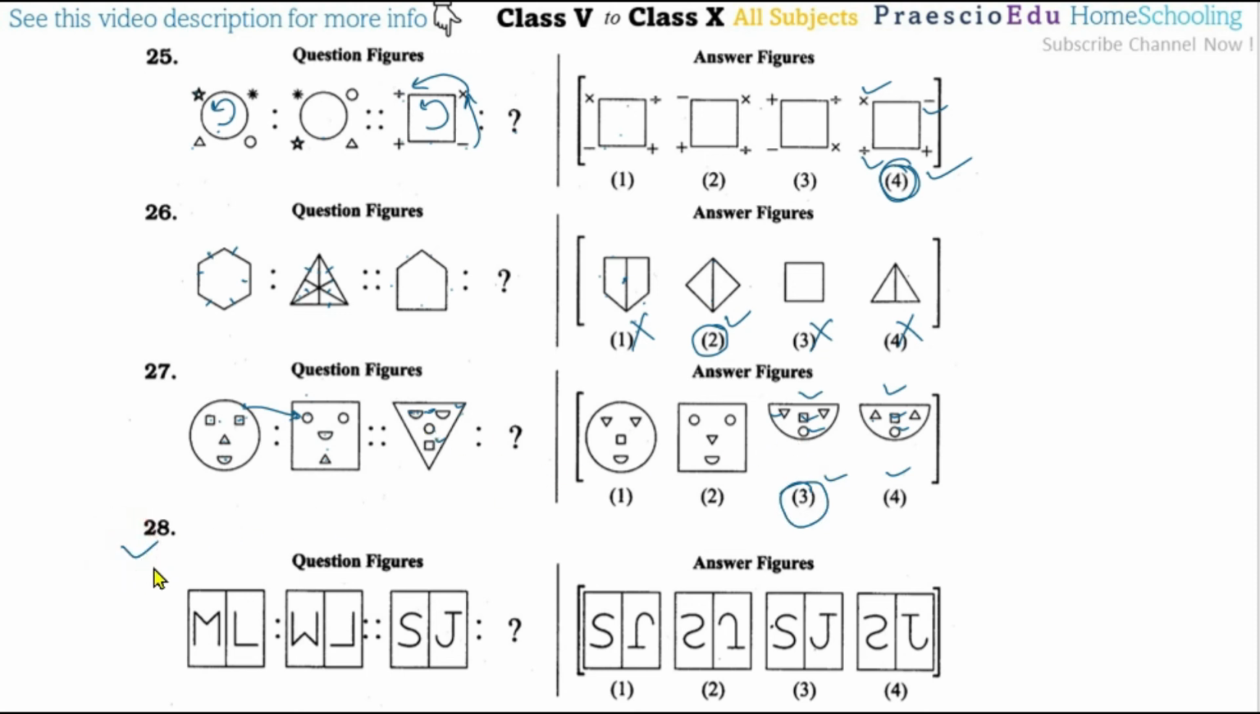Now question number 28, here M, here W, so it's a water image of this M that is shown, and L is a mirror image of the shown. So here the water image of S will be like this one and like this one, meaning option number 2 and 4. Then J has the mirror image like this, so it's shown in option number 4 correctly. Here it's a water image, so that's why option number 2 is incorrect, so option number 4 is the correct one.